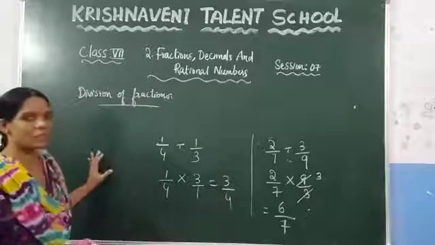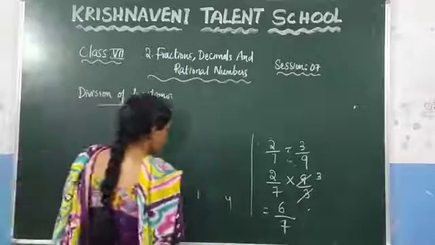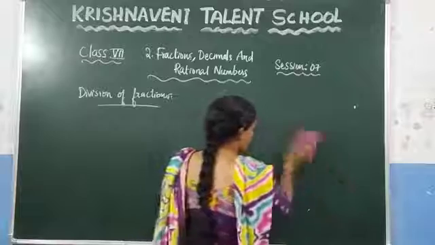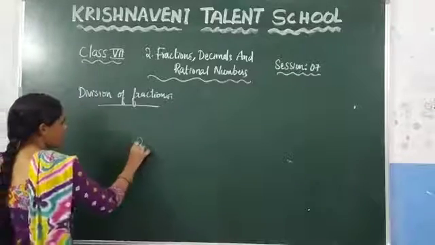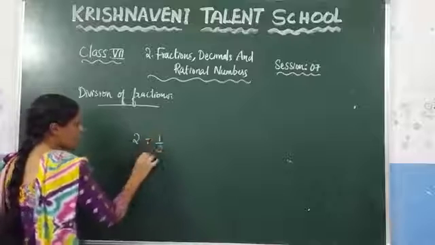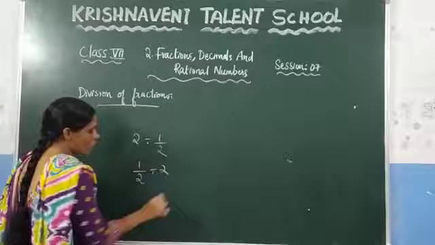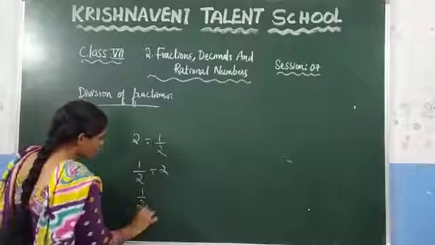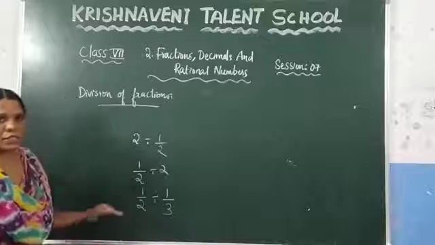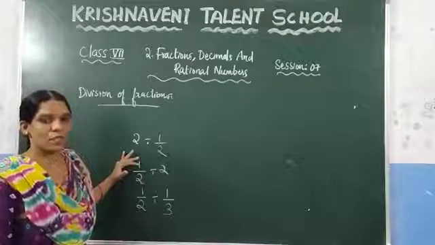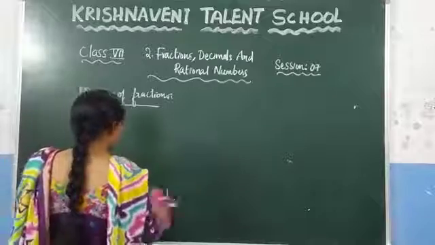Now if you know this, you can do the next exercise. Up to now we have discussed division of fractions. First we discussed how to divide if you are given a whole number and a fraction, or a fraction and a whole number. And after that we discussed how to solve if you are given two fractions. These three we have discussed. Based on this concept, now we are going to solve the next exercise. See the next exercise now.